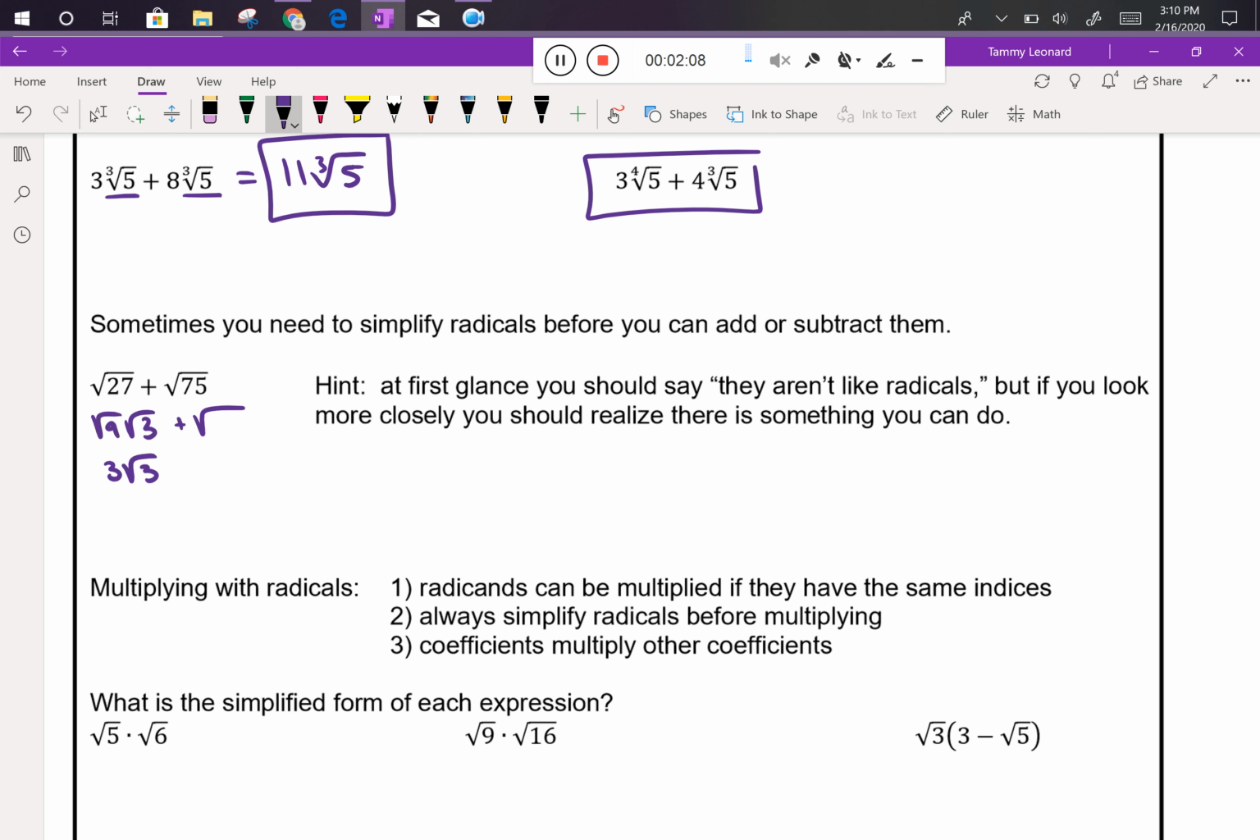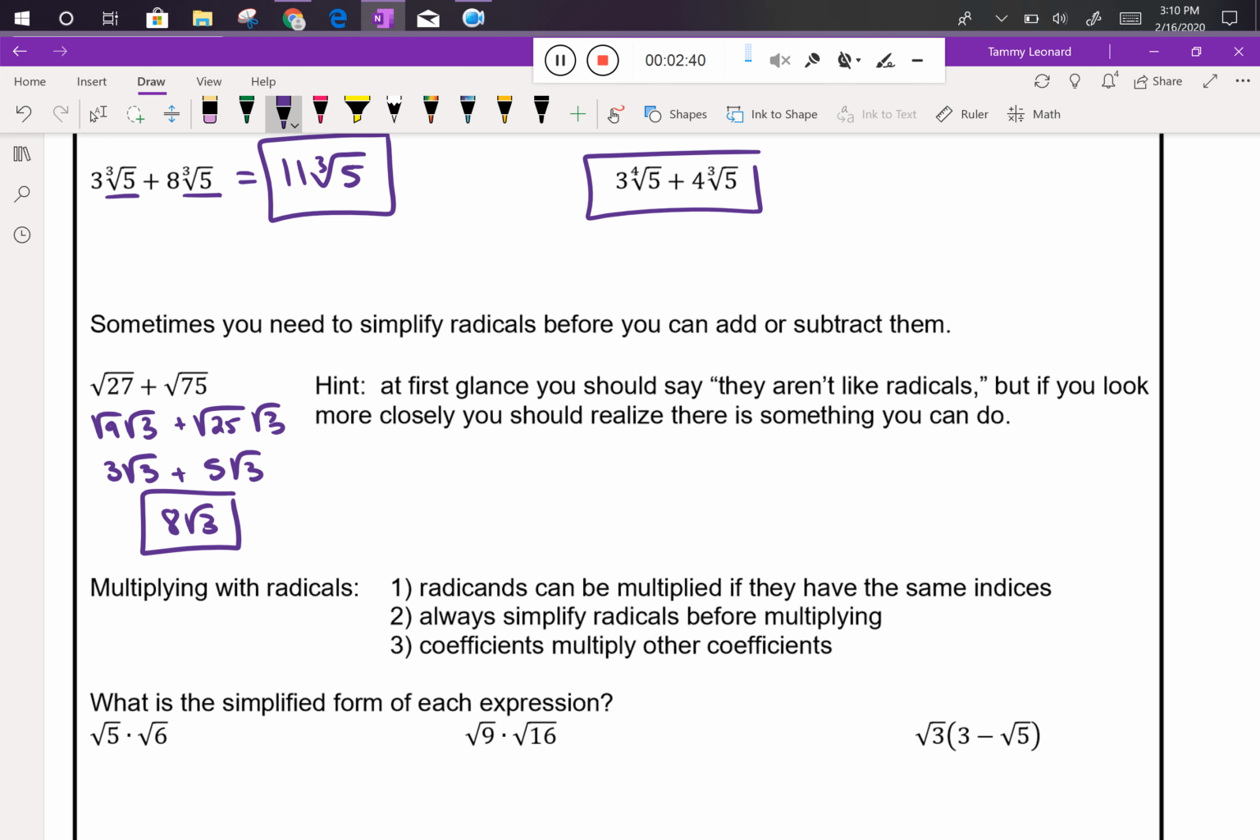I'm like, hey, yeah, 75 is 25 times 3. I picked 25 because it's a perfect square. Well, that means that's 5 root 3. And now all of a sudden I have like radicals. Not only are they both square roots, but they both have a radicand of 3. So 3 root 3's plus 5 more root 3's gives me 8 root 3's. And sure enough, I can simplify this expression even though they didn't appear to be like radicals at the beginning.